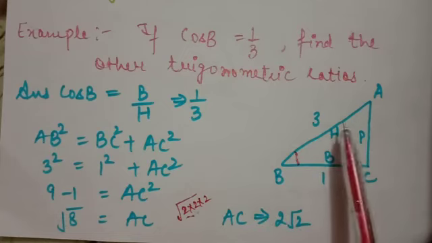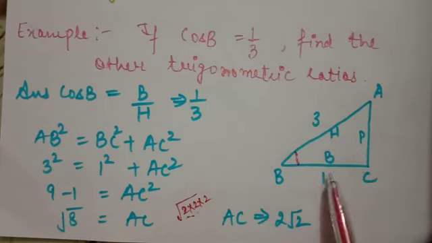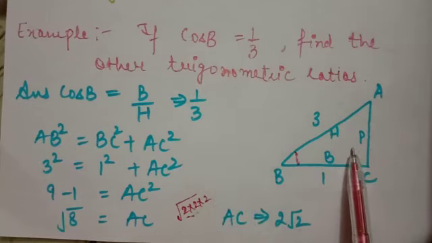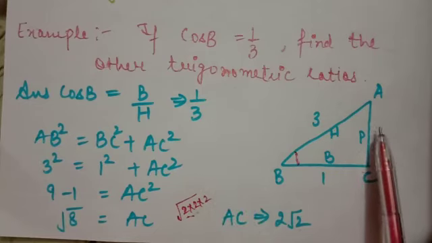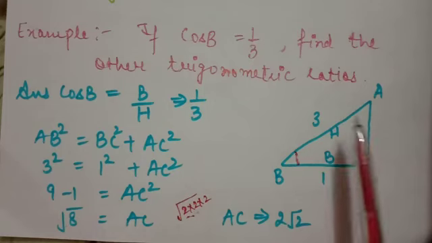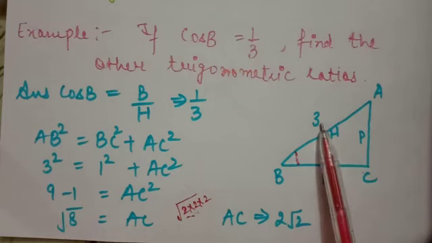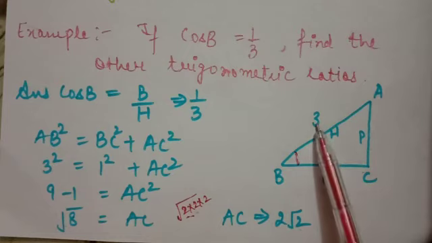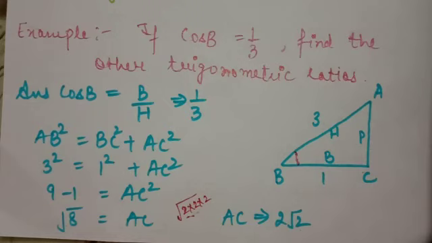Now we have hypotenuse, perpendicular and base. Now other trigonometrical ratios like sine theta, which is perpendicular upon hypotenuse, means 2 root 2 divided by 3. Secant theta, which is hypotenuse upon base, means 3 upon 1. Like this, we can find all the trigonometrical ratios because now we have all 3 measurements.